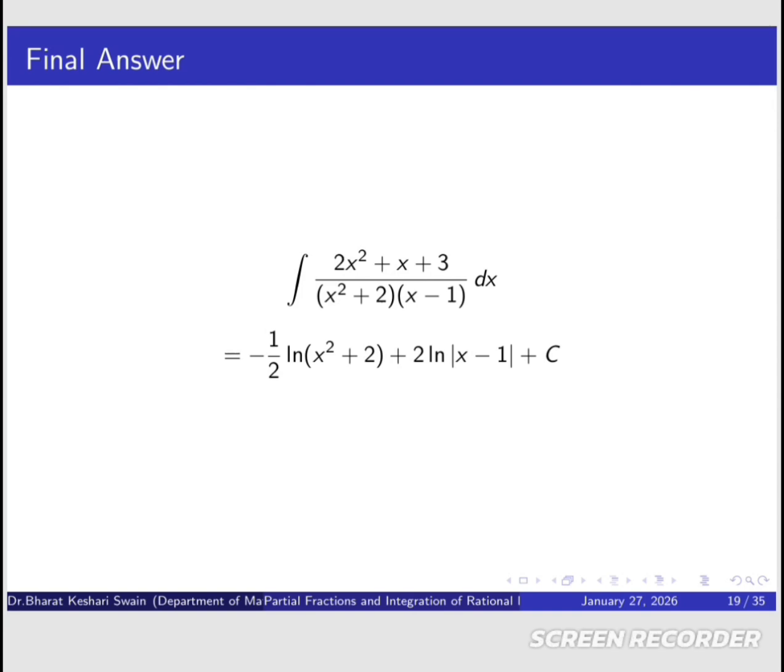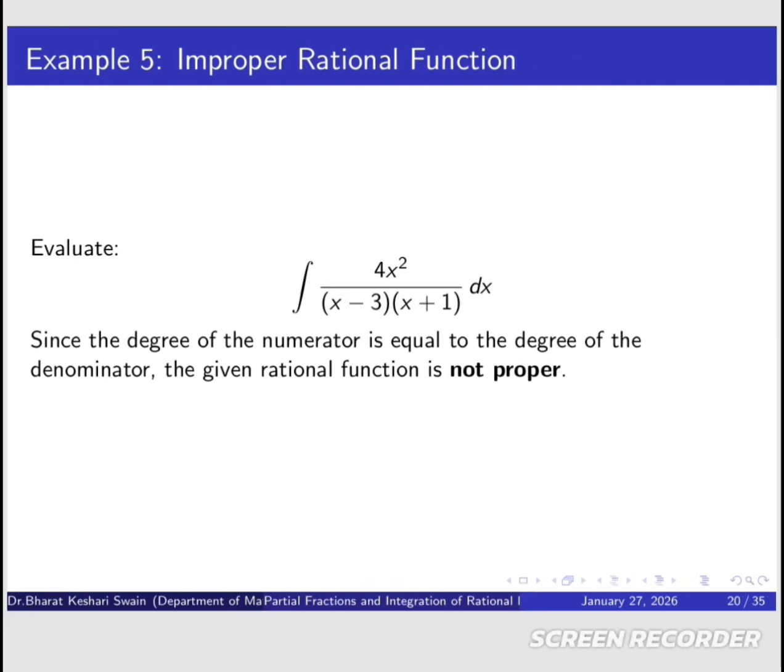Okay, come to the next page. This is one of the improper rational functions that we have to integrate, because in the numerator the degree of x is 2, and in the denominator also the degree of x is 2. So the degree of the numerator is equal to the degree of the denominator, which means the rational function is not proper. So we have to divide.